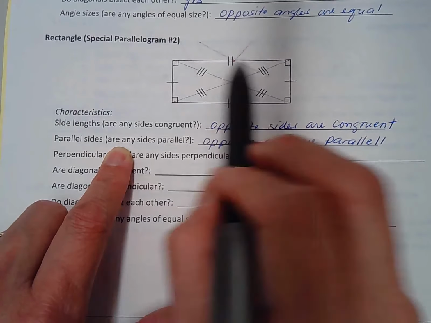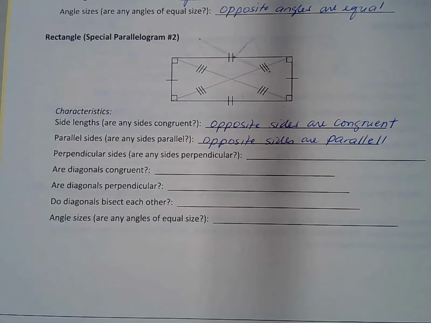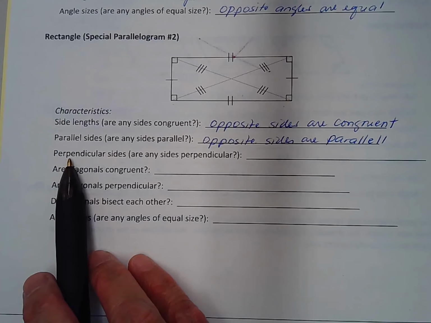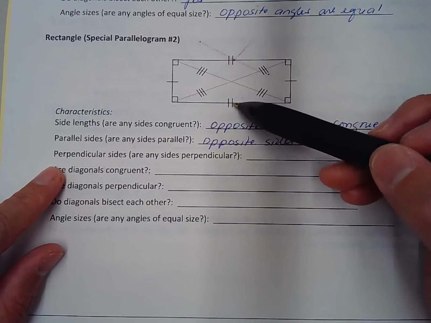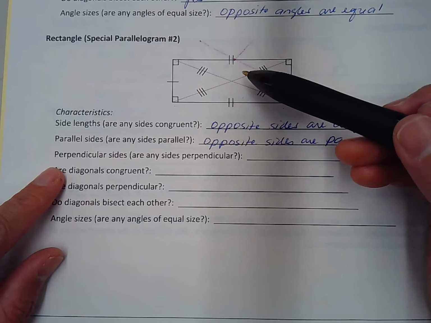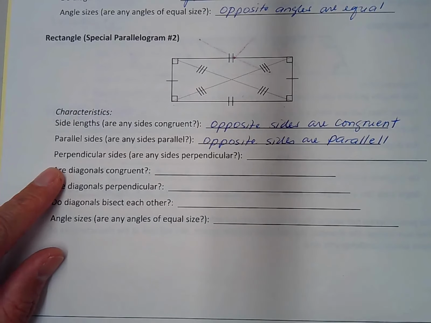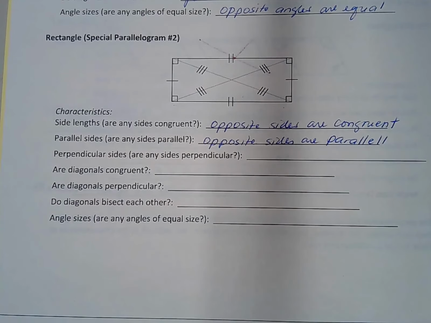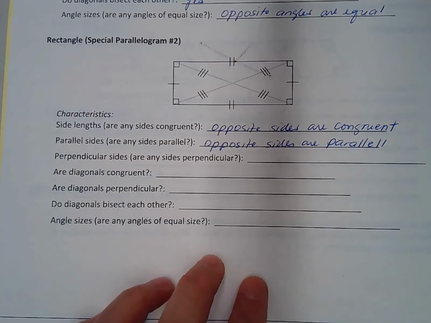Parallel sides, yes, opposite sides are parallel. If you look at this side and the one opposite to it, they're parallel, they're going the same direction. What about perpendicular sides? Can we say opposite sides are perpendicular? No, we can't say opposite sides are perpendicular, but we can say this side and this side are perpendicular.